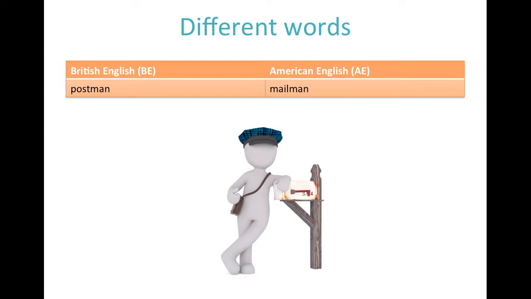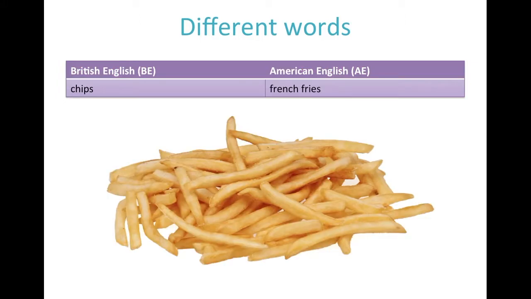In England, you post a letter, whereas in America, you would mail a letter. So, in British English, this guy is called a postman, and in American English, a mailman. This here might be a little bit confusing at first. In American English, it's called French fries, and in British English, it's called chips, just like the famous dish fish and chips.